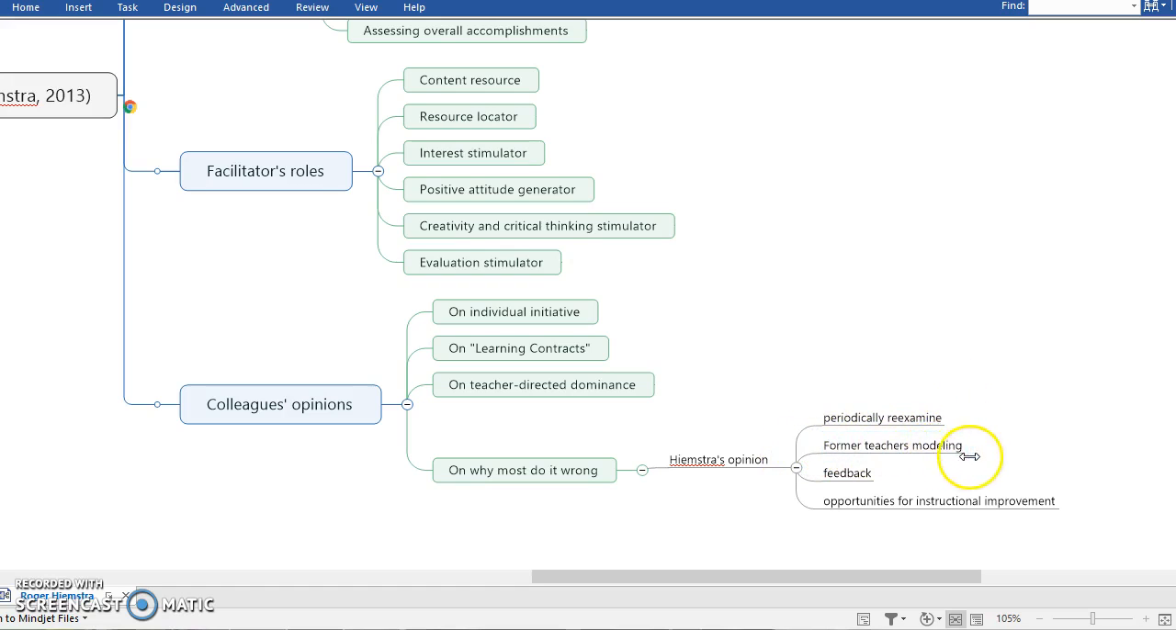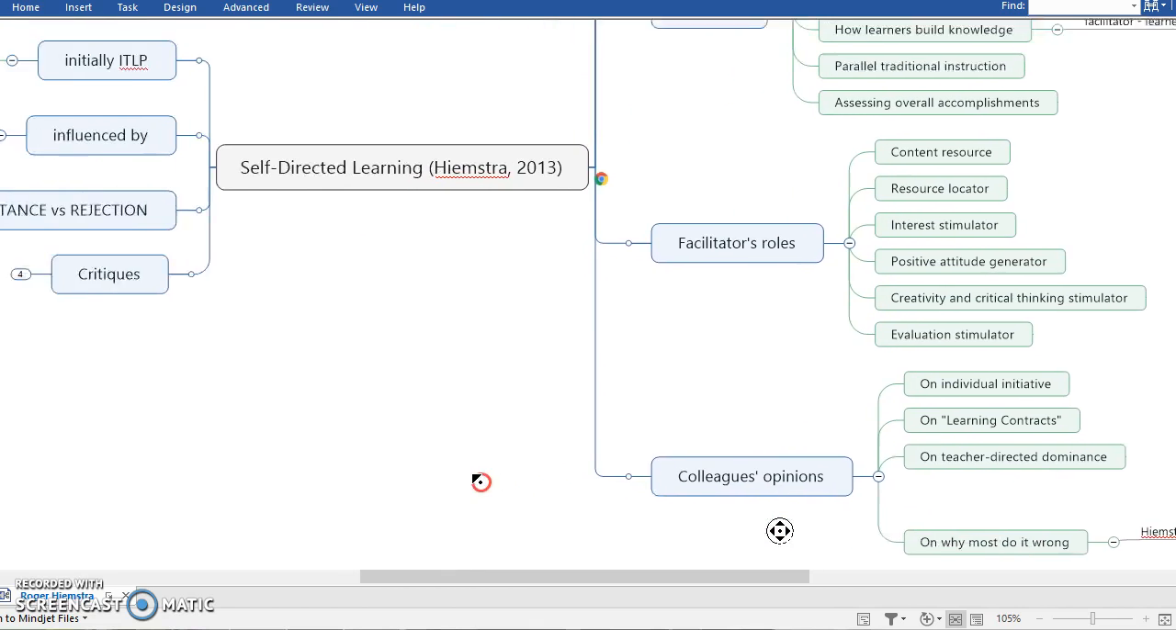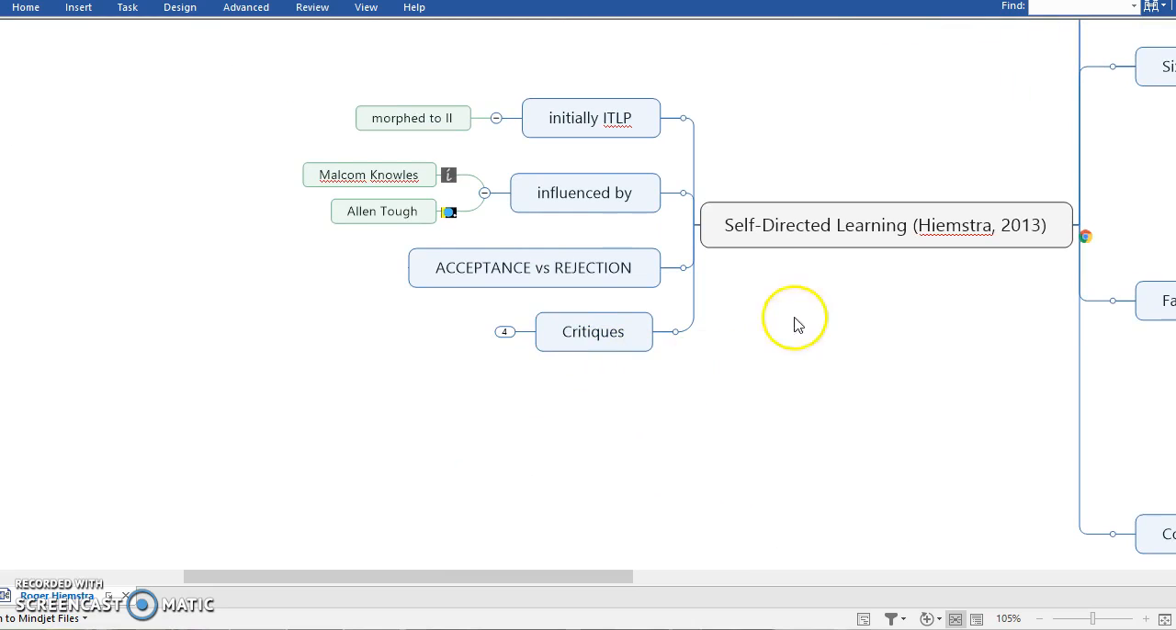Also, the former teachers modeling. So, because my teacher taught me in a traditional way, I have to teach in the same way because it worked for me, so it's going to work for everyone, and that's not correct. Also, teachers sometimes reject feedback from students, from learners, from colleagues, and they don't want to receive any comments, and that's also a negative aspect, and that's why teachers are doing it wrong. And also because institutions don't provide opportunities for instruction and improvement, so they are not getting prepared.